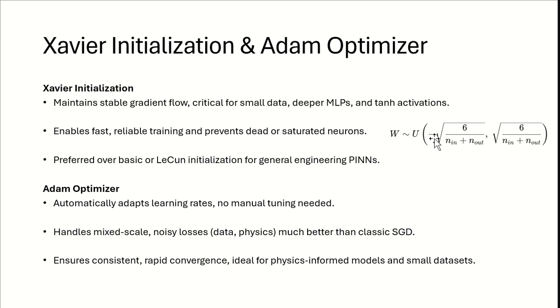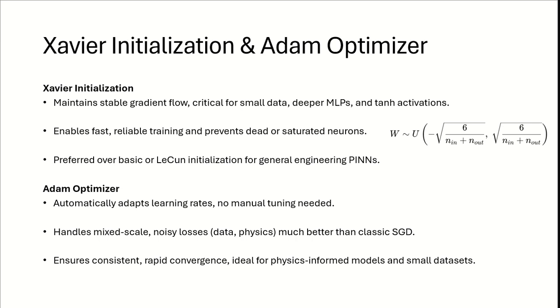Like I said before, we tried the LeCun initialization, and we found that Xavier is preferable because it enables fast, reliable training and prevents some neurons from becoming dead or saturated, which is a big problem in the case of a shallow network. This is the formula that defines Xavier initialization, and the most important part is that it factors fan in and fan out, whereas LeCun does not. It only factors fan in. It's optimized for inputs only.